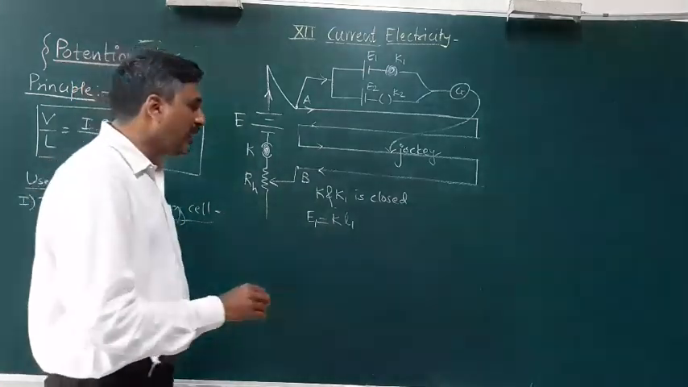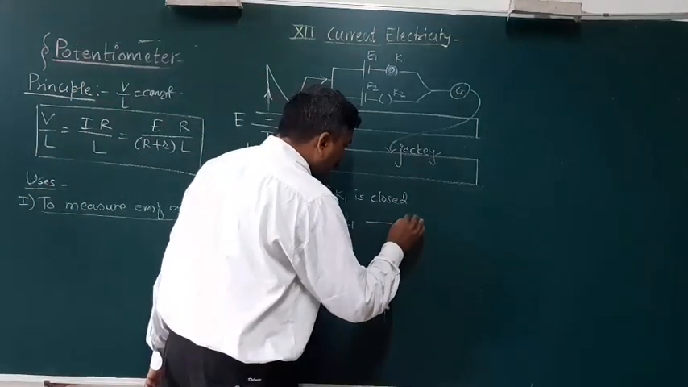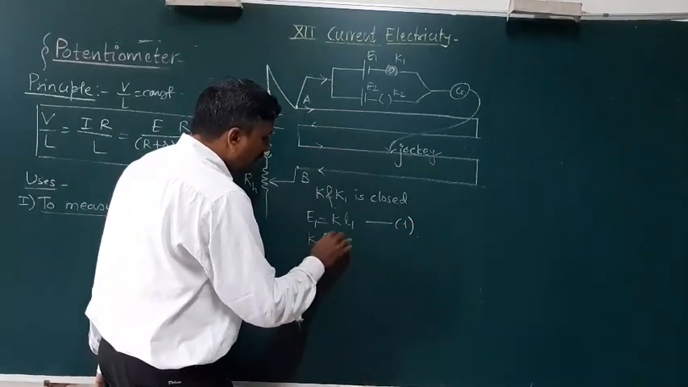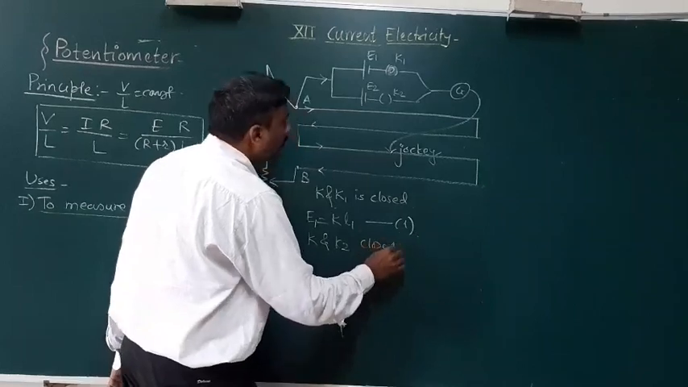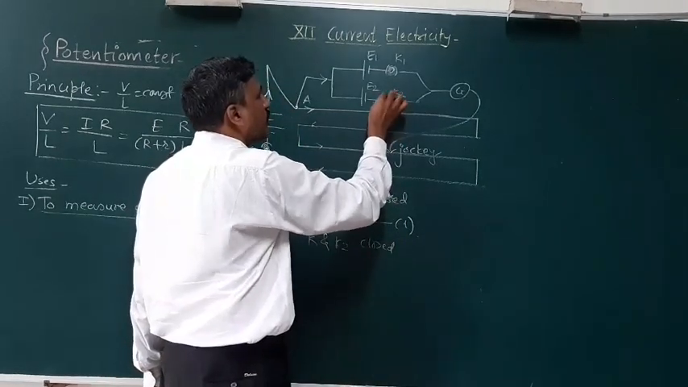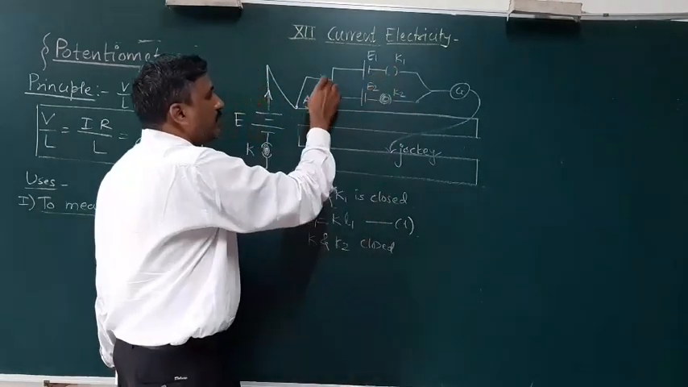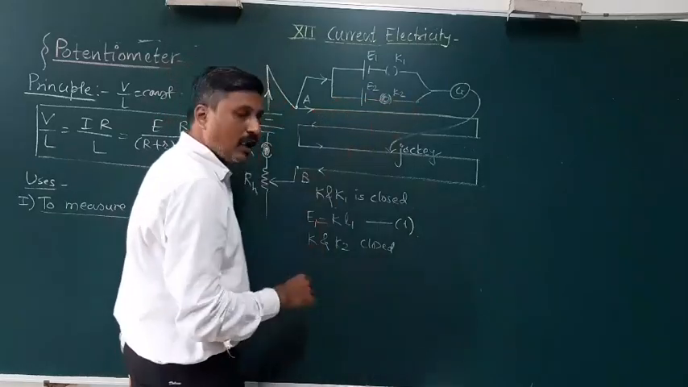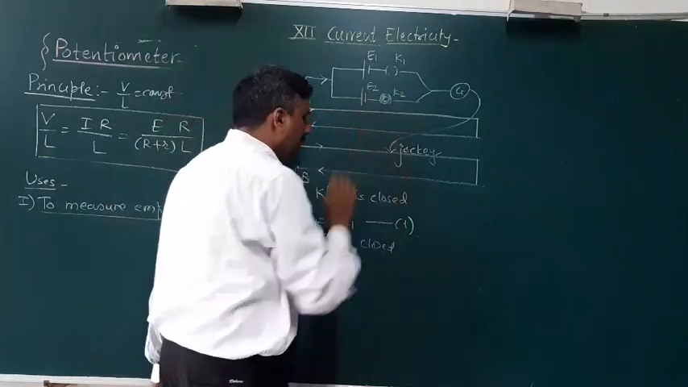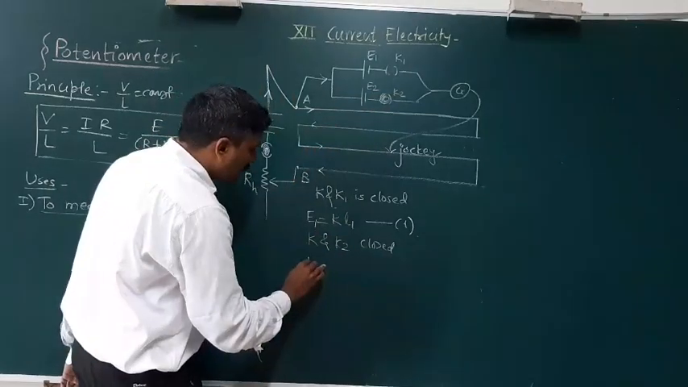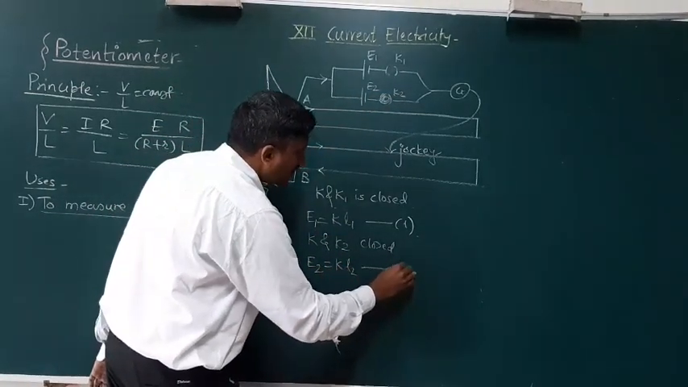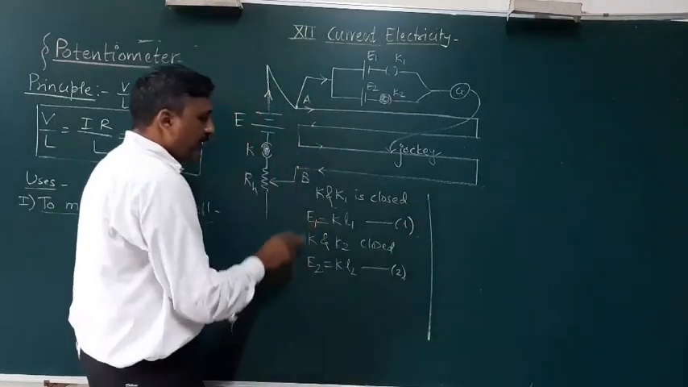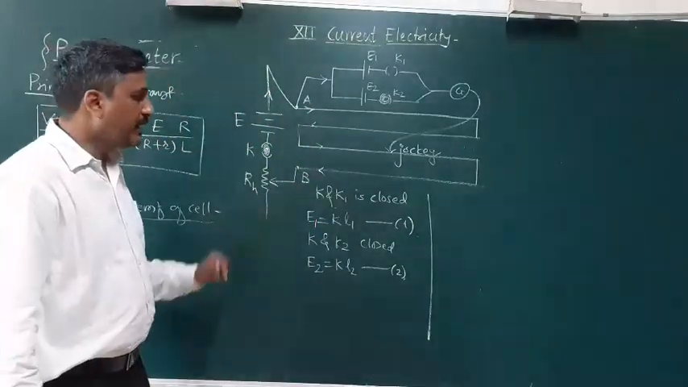It is my potential gradient. Now, when K and K2 both are closed and K1 is open, then current flows through the second cell, and we slide the jockey till the galvanometer shows zero deflection. At that time, EMF equals K into L2. Now, from equations 1 and 2, take the ratio.